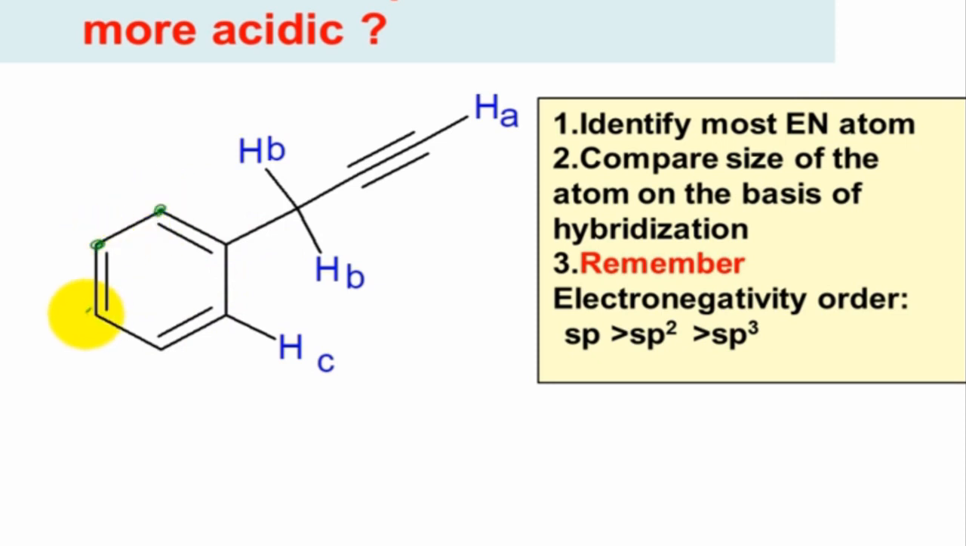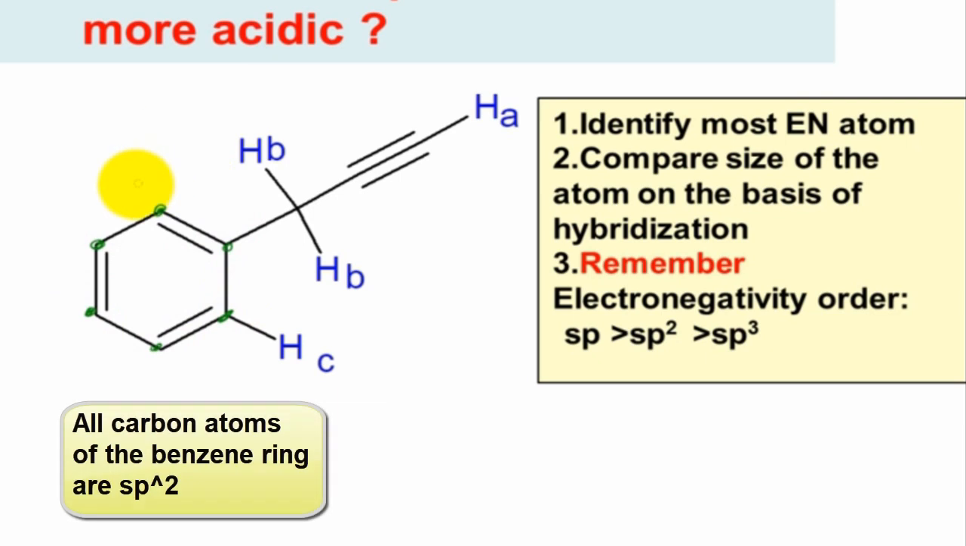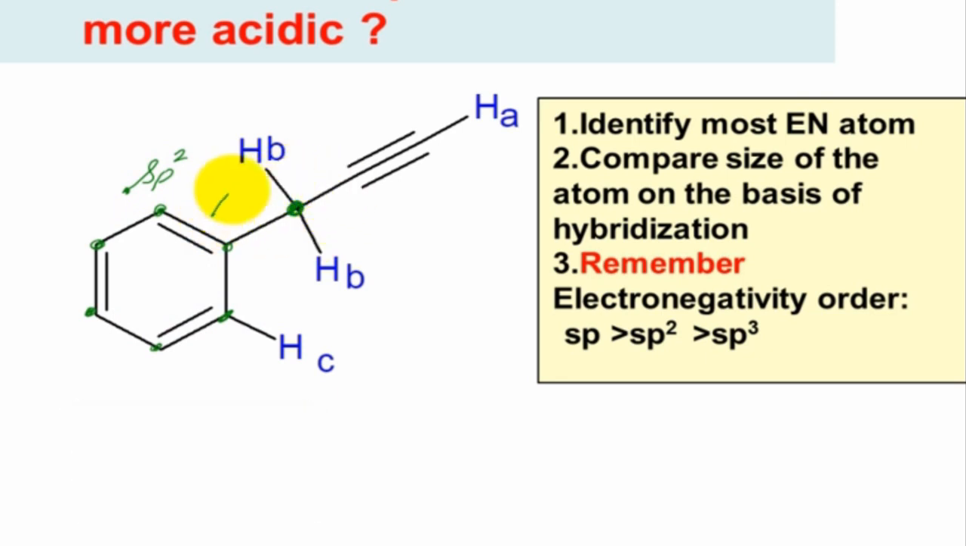The carbon atoms present in the aromatic ring are all sp2 hybridized. They all have 3 sigma bonds around them. This carbon has 4 sigma bonds around it: 1, 2, 3, 4. So it is sp3. The next carbon atom has only 2 sigma bonds, so it is sp hybridized. The last carbon also has only 2 sigma bonds, one with carbon and the other with hydrogen, so it is also sp hybridized.